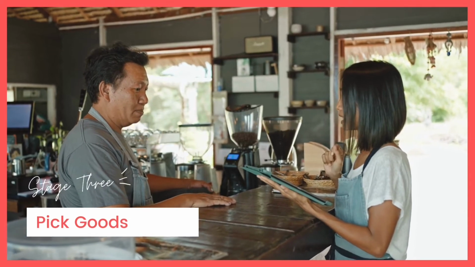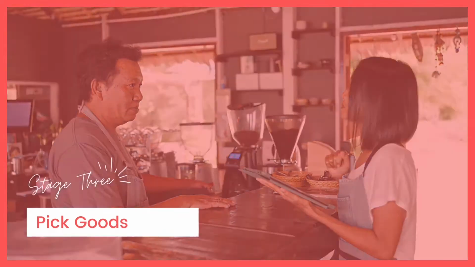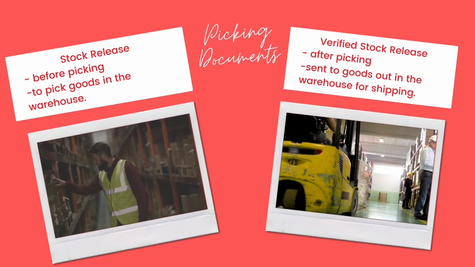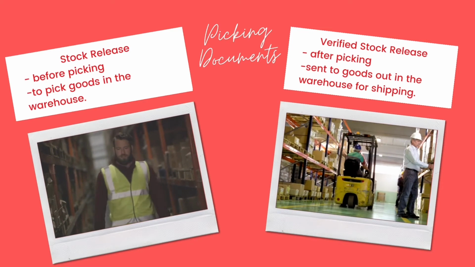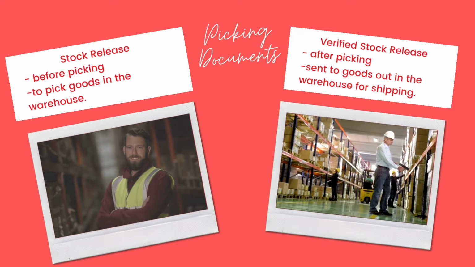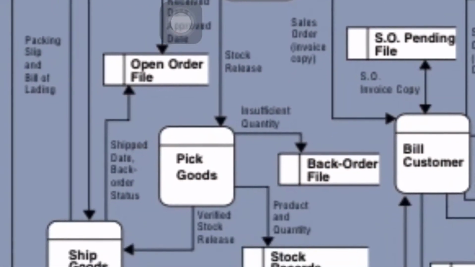Moving forward, pick goods. The receive order activity forwards the stock release document or picking ticket to the pick goods function in the warehouse. These documents identify the items of inventory that must be located and picked from the warehouse shelves. It also provides formal authorization for warehouse personnel to release the specified items.